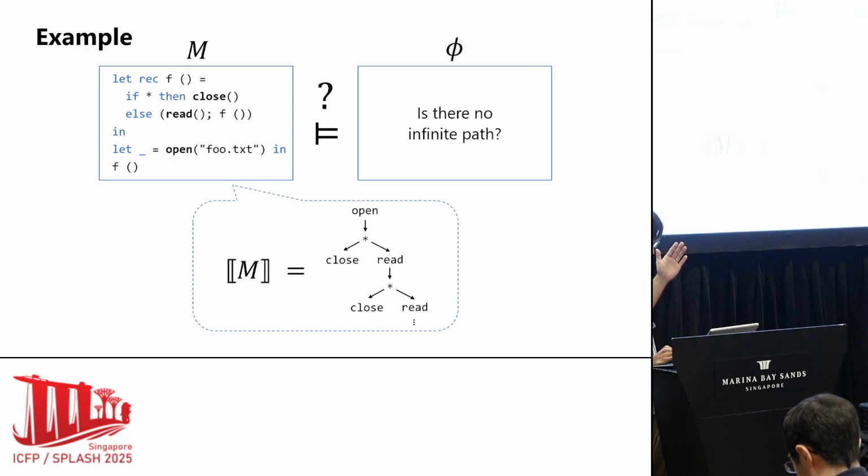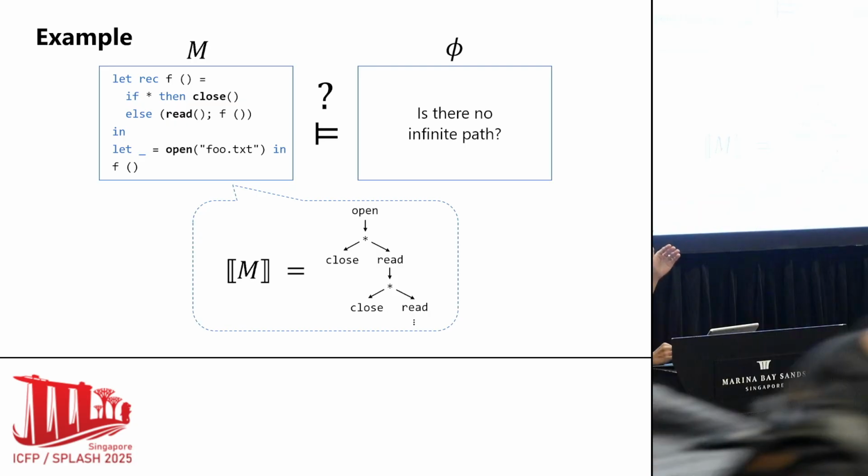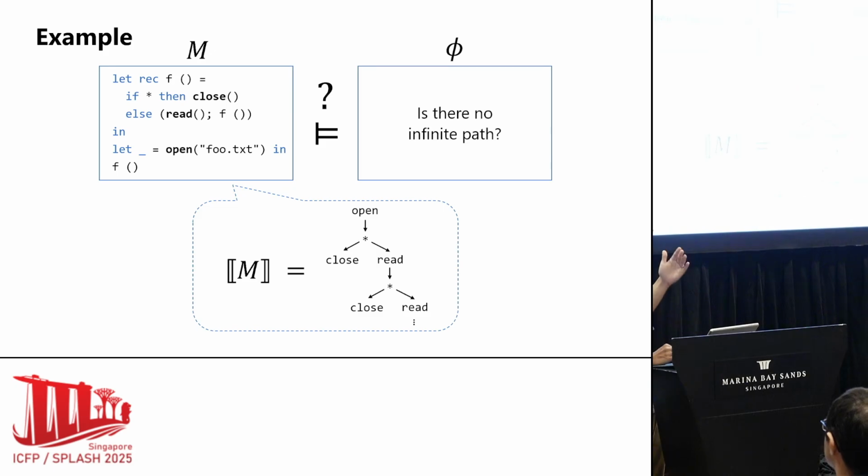By executing this program, the open operation is executed first, so the root node of the generated tree is that open node. Then the next non-deterministic choice is executed, so the next node is that non-deterministic choice. If it returns true, then close is called, and otherwise read is called, and then the recursive call is made, where the non-deterministic choice is called again and again. So this is the tree generated by this program.